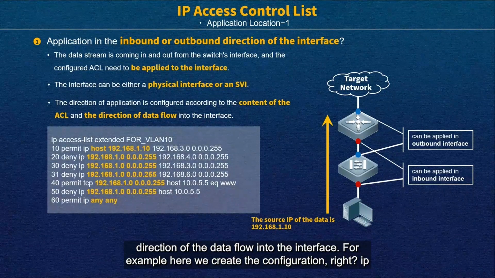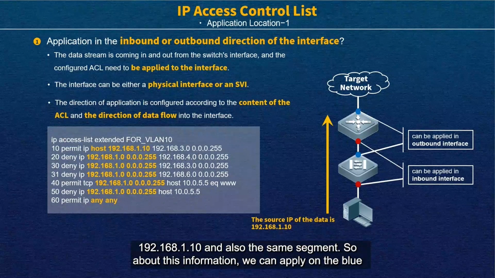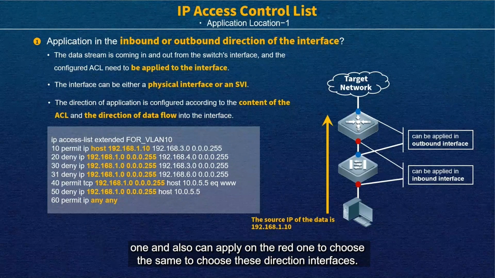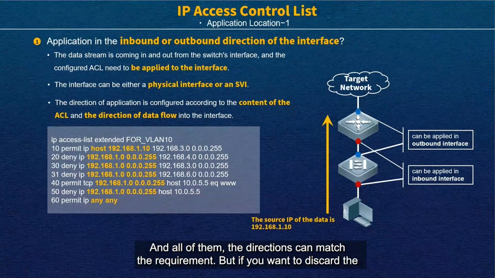For example, here we create the configuration: IP access list, we choose extended, for VLAN 10, and we add some entries to limit the traffic of 192.168.1.10 and the same segment. For this information, we can apply it on the blue one and also on the red one. All of these directions can match the requirement.